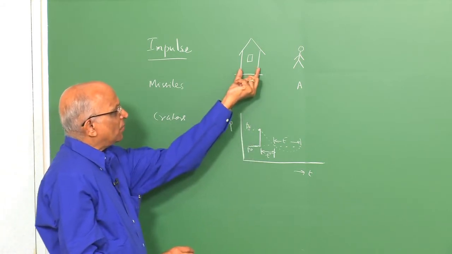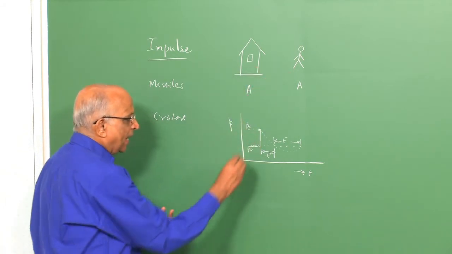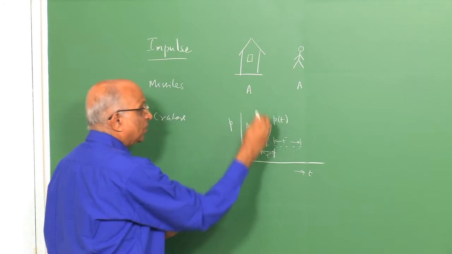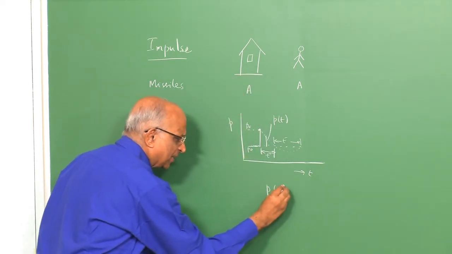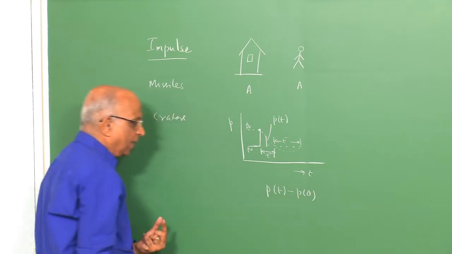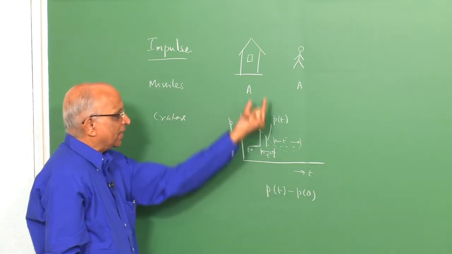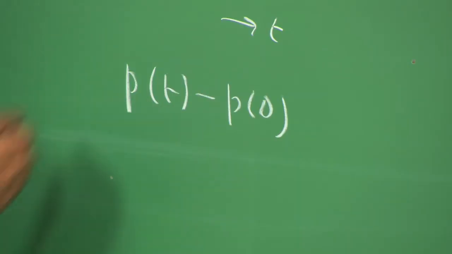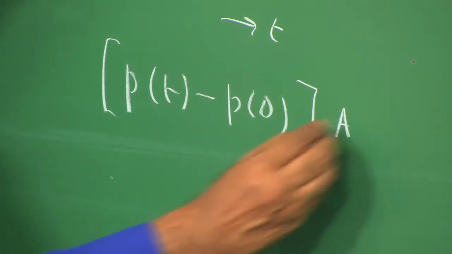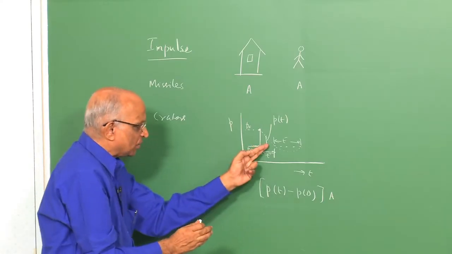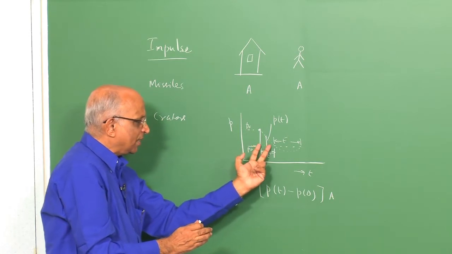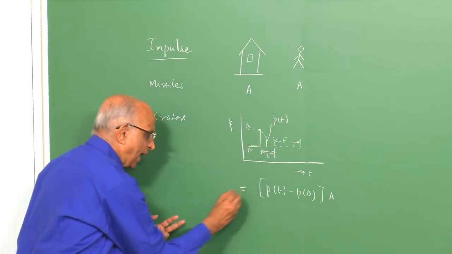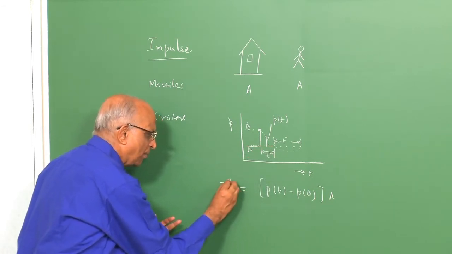If the area of the house or the person is A, then at any time t, let the pressure be P t. Therefore, the pressure difference which the person experiences is P t minus P 0, and if I multiply this by the area, I get the force the body experiences, and this force is variable. I want to find the impulse, which is the change of momentum. The rate of change of momentum is the force.